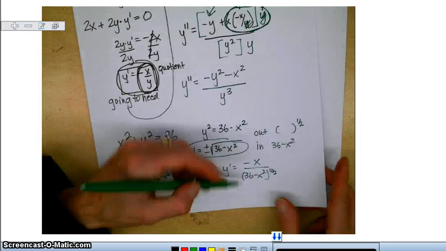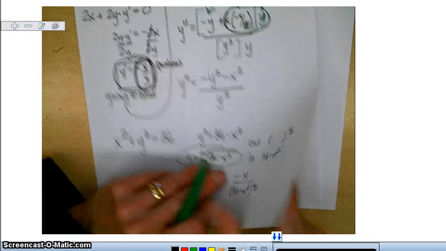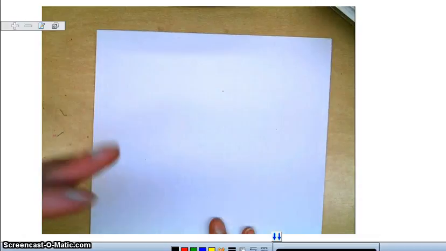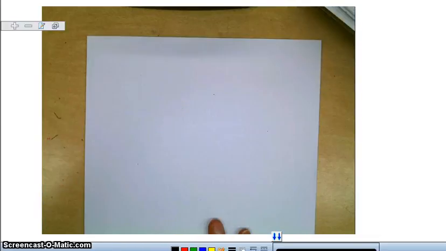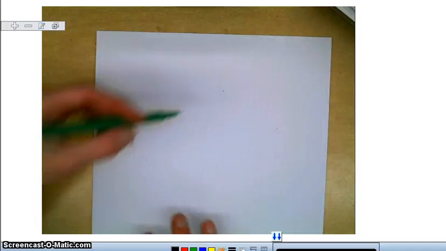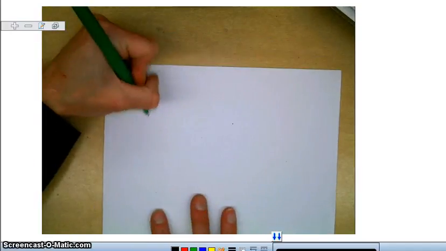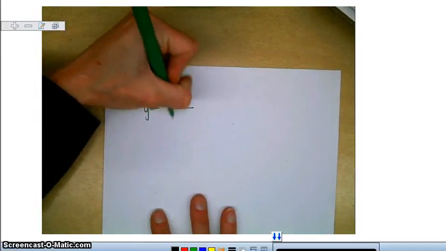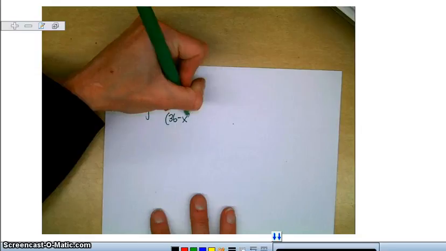Okay, I'm going to rewrite the first derivative on the next page. Actually, it's a good thing Chris asked about this because one of your homework problems asks you to do it both ways. Find the derivative this way and implicitly. So y prime is negative x over 36 minus x squared to the 1/2 power.